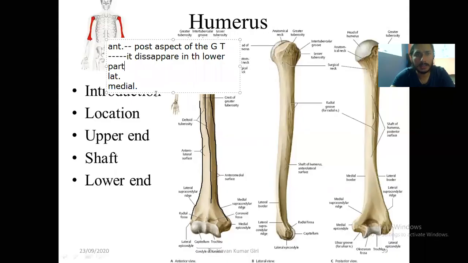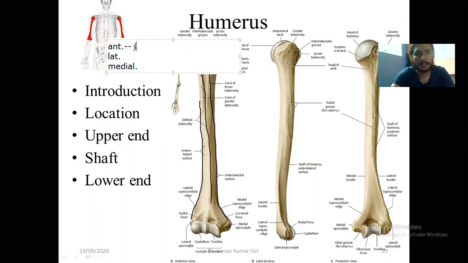Okay, so this is the anterior. So the lateral, sorry, this is not anterior. This is anterior. It does not begin from the posterior aspect. So it begins from the lateral lip of the bicipital groove, and disappears inferiorly. Okay, that is the anterior border.